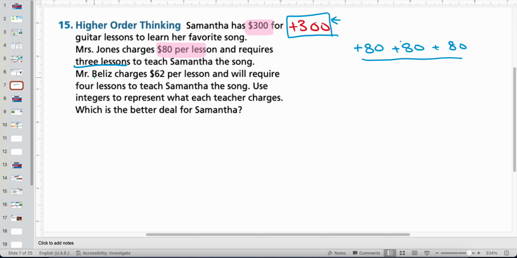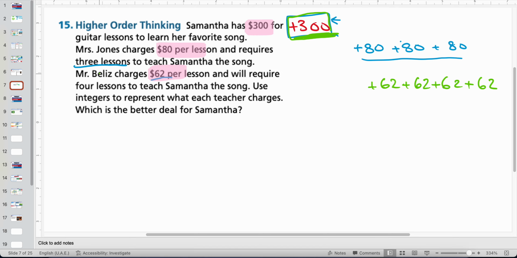Okay, let's see. The other teacher charges 62 per lesson and will require 4 lessons to teach her. So basically the other teacher charges what? Positive 62, but how many times? 4 times for 4 lessons. Right? Use integers to represent what each teacher charges and which deal is better for Samantha. Again, Samantha has $300 for guitar lessons. She cannot spend more than that, okay?